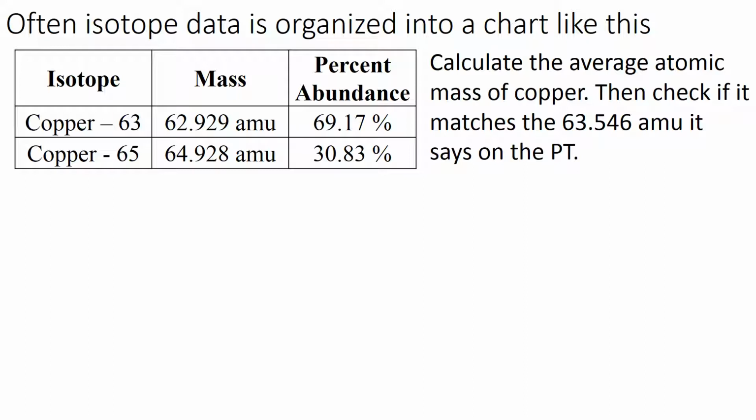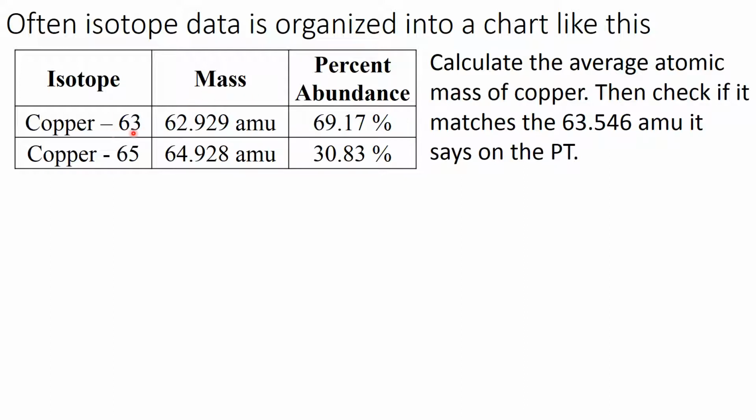Now, often isotope data is arranged in a table form like this one here. Here we have isotopes, copper-63 and copper-65. Those are the two stable isotopes of copper. And we have the abundance over here, the relative abundance or percent abundance. And in the middle here, you see something new. And this right here is the mass.